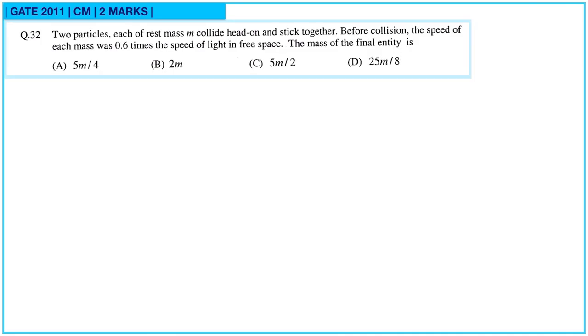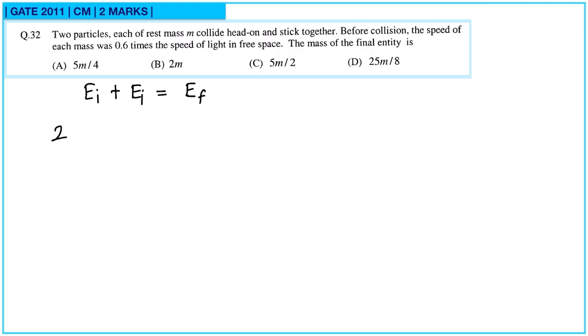Next question. Two particles each of rest mass m collide head on and stick together. Before collision, the speed of each mass was 0.6 times the speed of light in free space. The mass of the final entity is... So we have initial energy, some E1. Both are moving with same velocity and they are having same mass. So initial energies will be same. So ER plus ER will be equal to some final energy EF. So this can be written as 2 into ER.